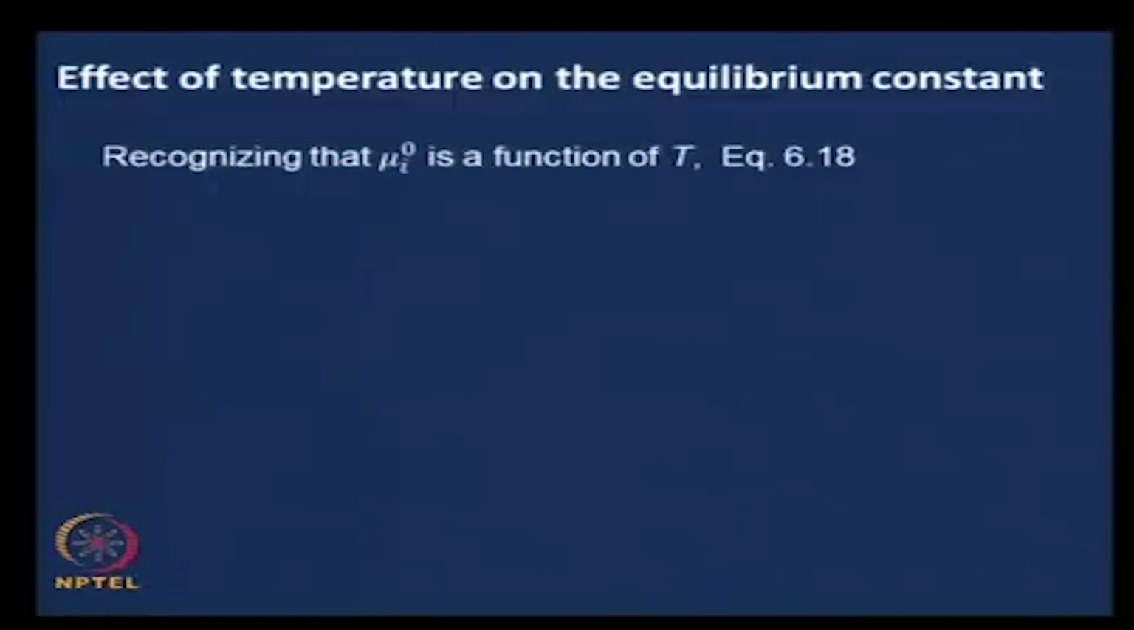Let us first recognize that μi°, the standard chemical potential, is a part of μi = μi° + RT ln φi or equivalent. μi° is a function of only temperature. Therefore, equation 6.18: -RT ln Kp = Σ νi μi°, where νi is the stoichiometric coefficient. This is what we had derived in the last class, and this is also the relationship between the equilibrium constant and the standard chemical potential.